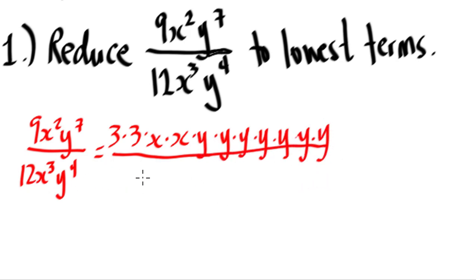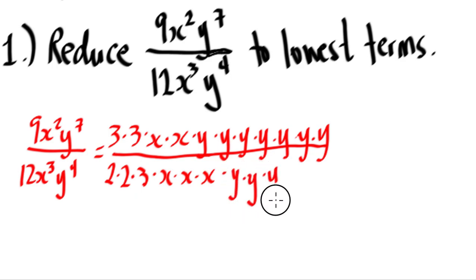And then we have 12. The prime factorization of 12 is 4 times 2, that's 2 times 2 times 3. x cubed is x times x times x. And y to the 4th is y times y times y times y. Again, this is a tedious method because this is the long method. I'm going to show you specifically how to do this. How do we do it technically?